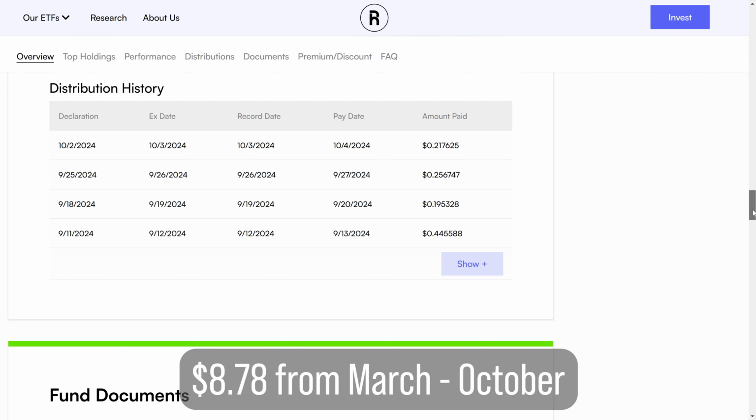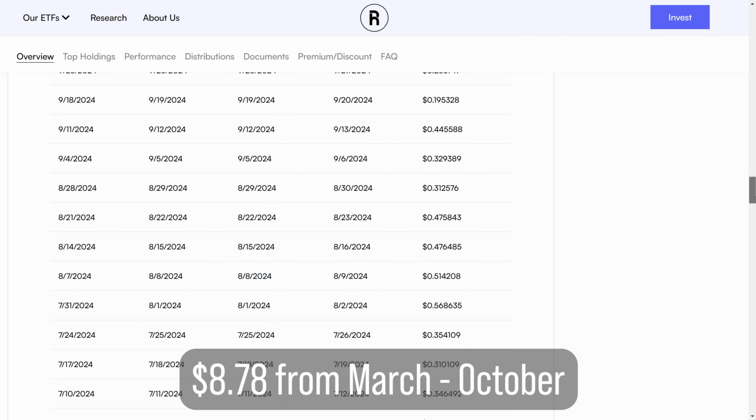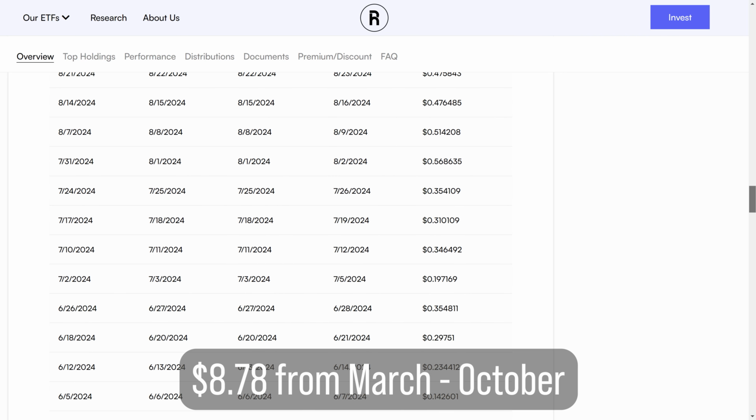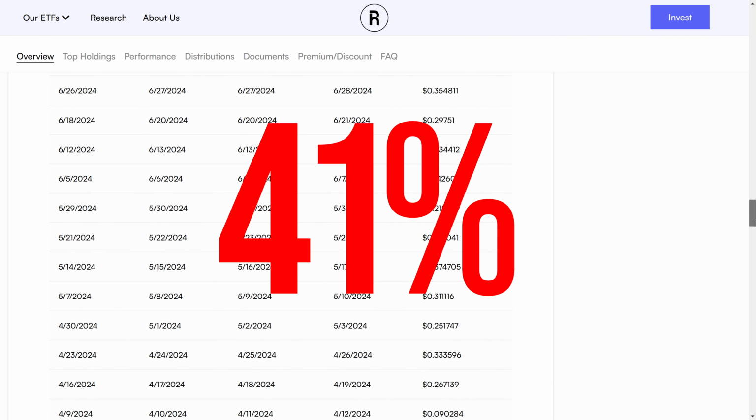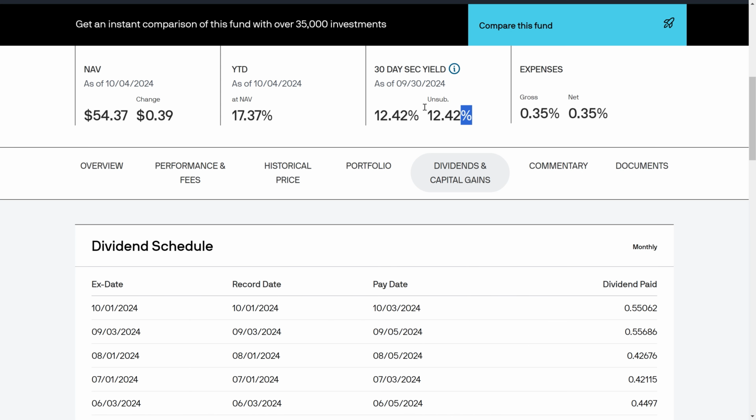If we look into QDTE distributions since March of 2024, here's what we see: $8.78 for almost half a year. If you invested in QDTE on March 7 at a stock price of $46.44, your annualized distribution yield would be a whopping 41% if you didn't reinvest it. In comparison, JEPQ's annualized yield stands at about 12%. It looks like QDTE is a clear winner, right?